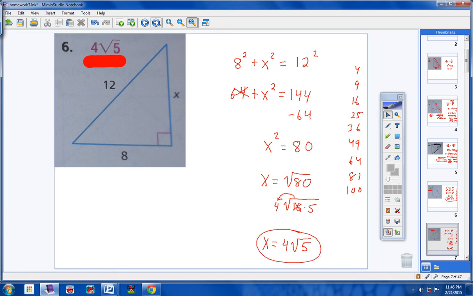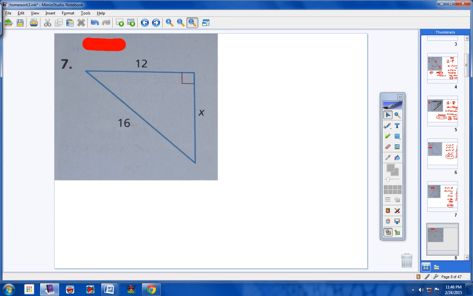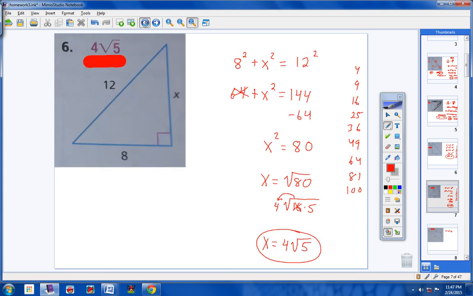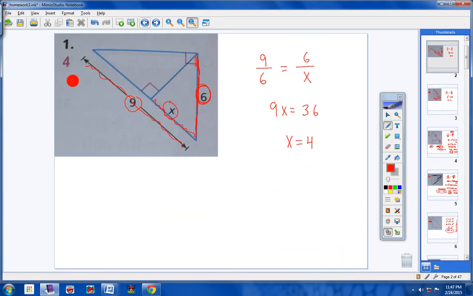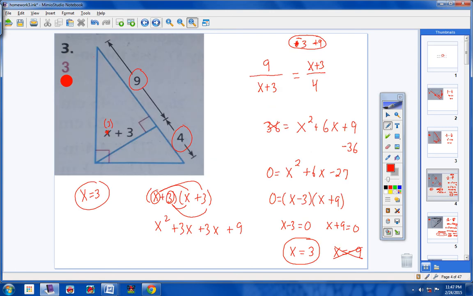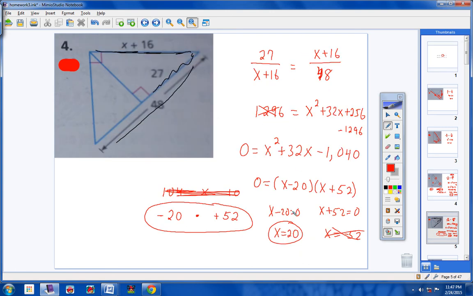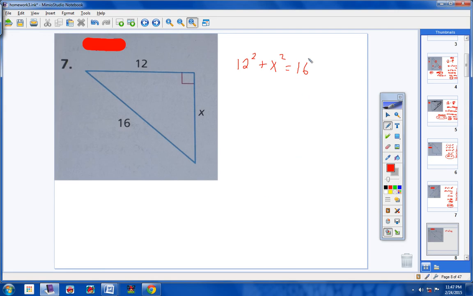Alright, let's take a look at number 7. Alright, once again, Pythagorean's theorem. One of my legs is 12. My other leg is x. And my hypotenuse is 16. Now I think earlier we squared 16. And what did we get when we did that? We did that earlier right here. 16 times 16 is 1,296.